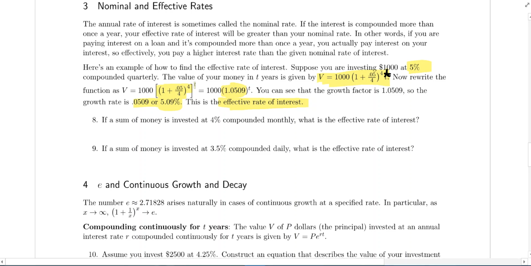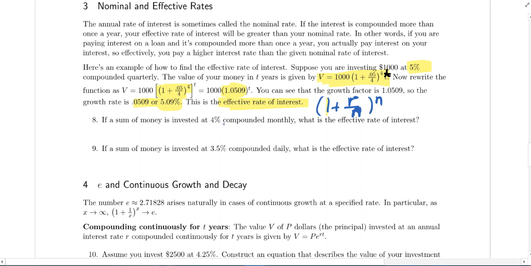You're looking at just the portion 1 plus r over n to the n. And this will give you 1 point something, and that quantity after the point, that's your effective rate of interest.